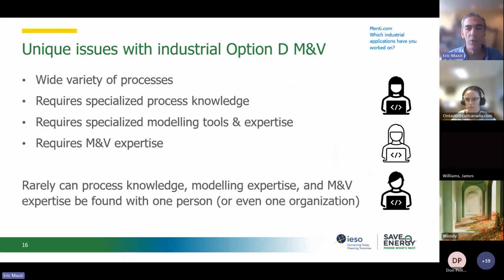Some unique issues with industrial option D: there's a wide variety of processes. They require specialized process knowledge. You require specialized modeling tools and expertise, and you require some M&V expertise. It's pretty rare in my experience that you get the process knowledge, the modeling expertise, and the M&V in one person, or even necessarily one organization. Like the little icons show, there are 3 critical roles, and rarely does one person or even one organization cover them all.